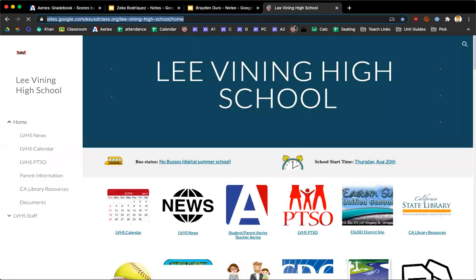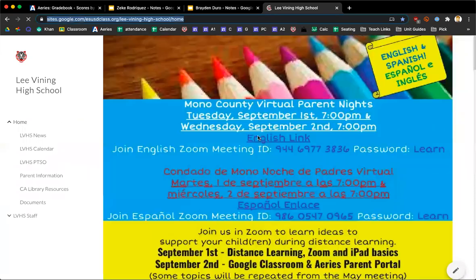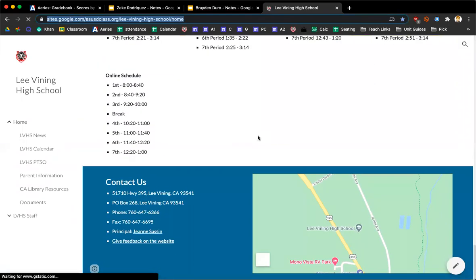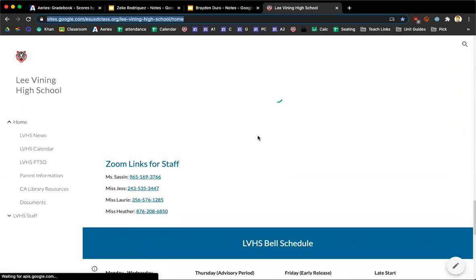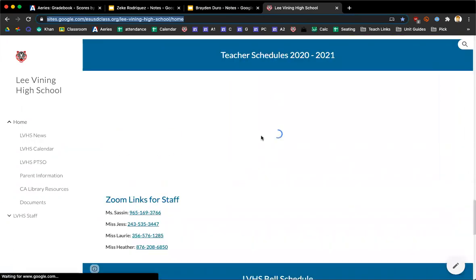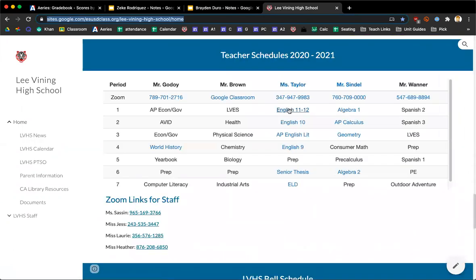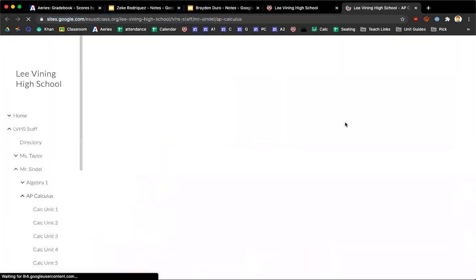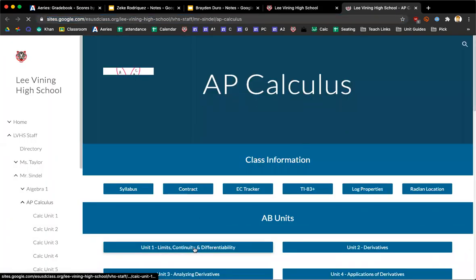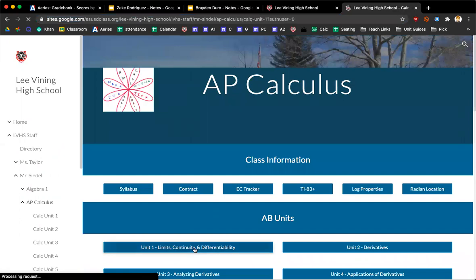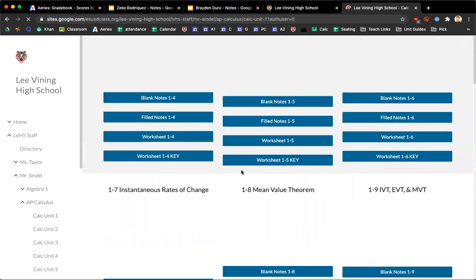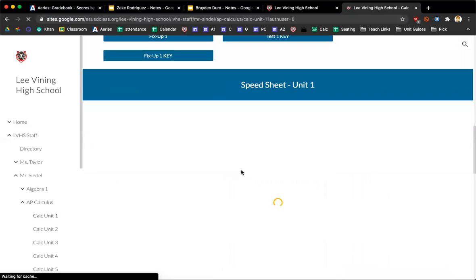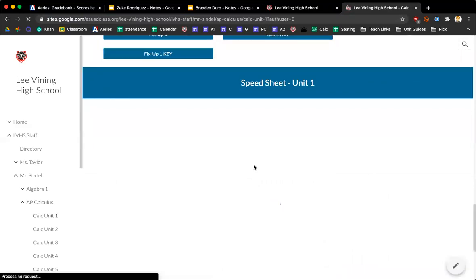When you go to the website, everyone's going to be doing this for part of your homework assignment tonight. I should have been doing it from the very beginning. You're going to scroll down to AP Calculus, then go to your Unit 1, Limits, Continuity, and Differentiability. Come down to the very bottom under everything for the speed sheet. The speed sheet is your homework tonight.